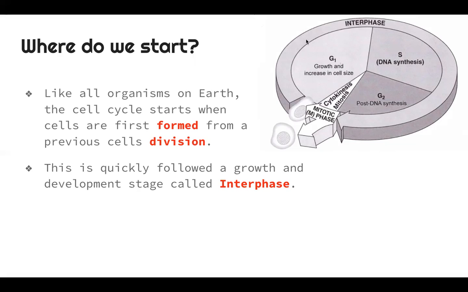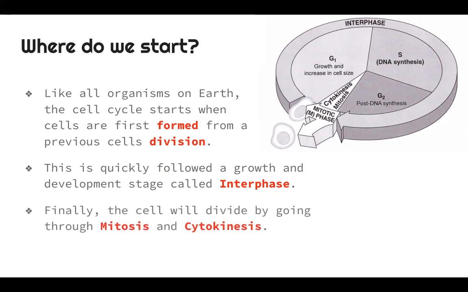So this growth phase, this S phase, and this second growth phase, those are all three parts of what we call interphase. Your cell will spend most of its life in interphase. After interphase, we have mitosis, and then we have cytokinesis. So we are going to learn more about each of these.